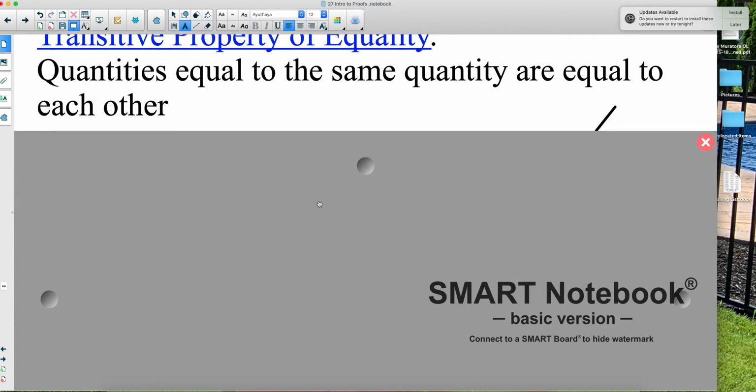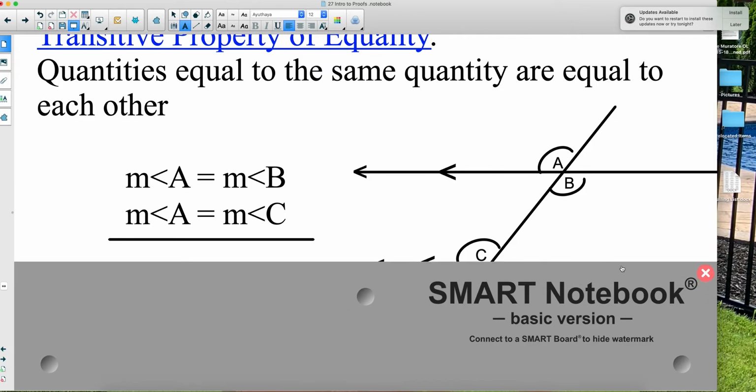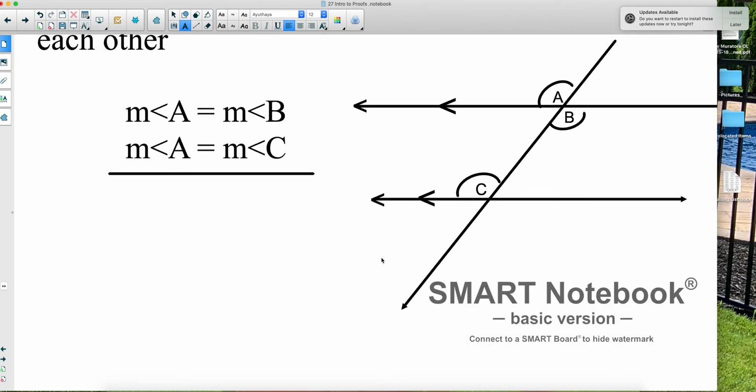Now this works in terms of math. Think about this. The measure of angle A equals the measure of angle B. Okay, we know that's true because they're vertical angles. Measure of angle B equals measure of angle A also equals the measure of angle C. So notice they're both equal to the measure of angle A. Right? They're both equal to the measure of angle A. That means that they're equal to each other. So here I would write the measure of angle B equals the measure of angle C.